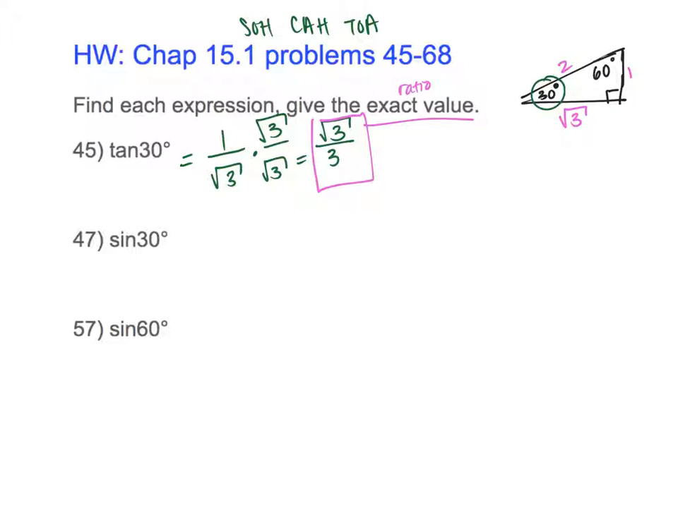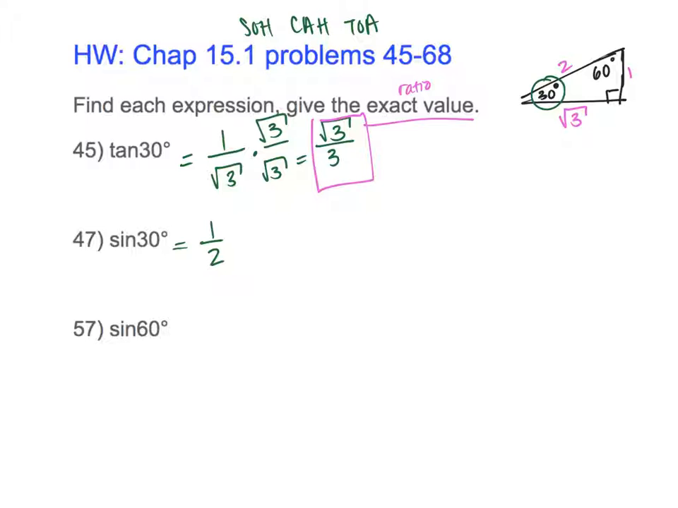All right, let's try the next one here where we're finding sine. So sine is opposite over hypotenuse. So that would be, we're still using the same angle, but opposite would be 1 over 2. So sine would be 1 over 2 because it's opposite over hypotenuse. So that's it. That's my answer there.